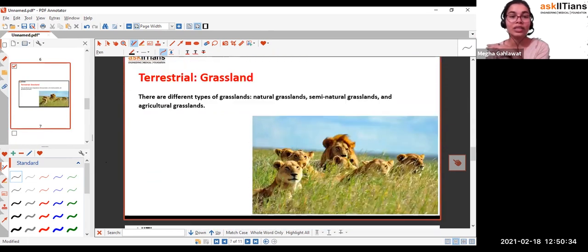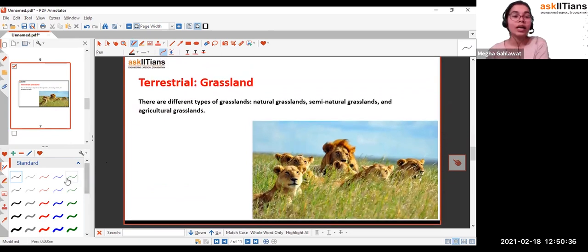And then we have the terrestrial grasslands. Grasslands, on the other hand, are the type of areas where trees are either not found at all, or if they're found, they're seldom found. Only a few trees are found, and a lot of grasslands are found in Africa. Now, they could be natural, they could be semi-natural, they could be agricultural.